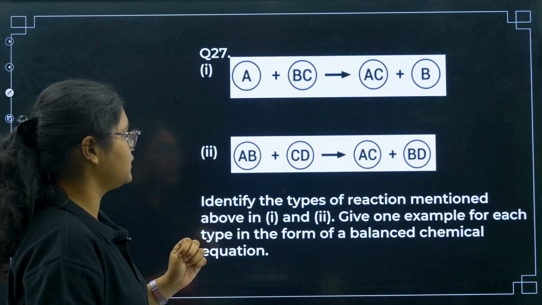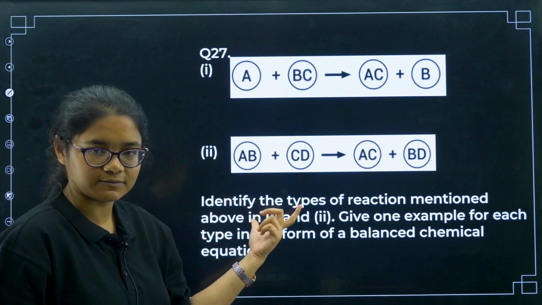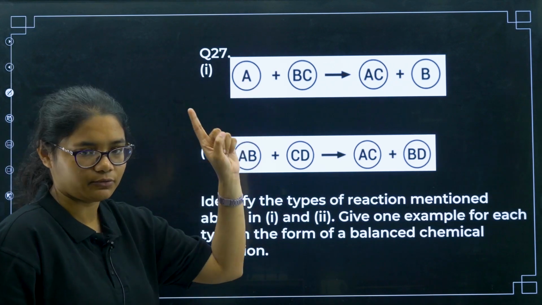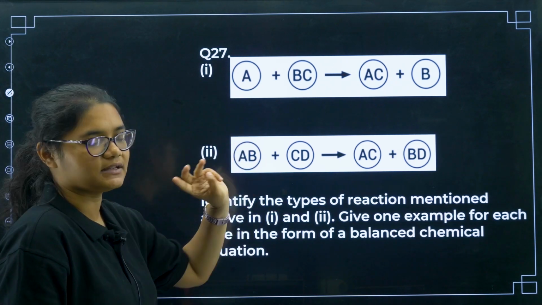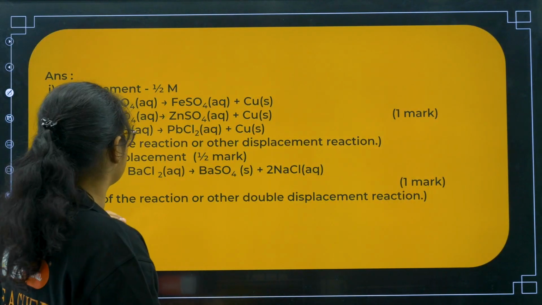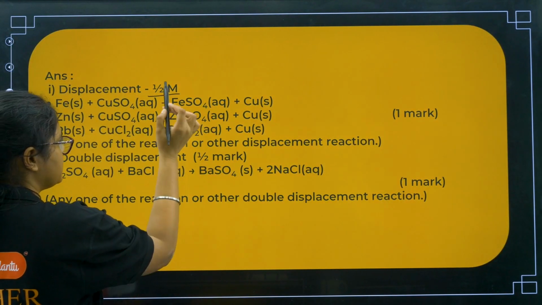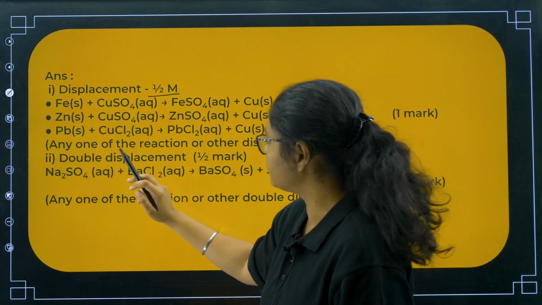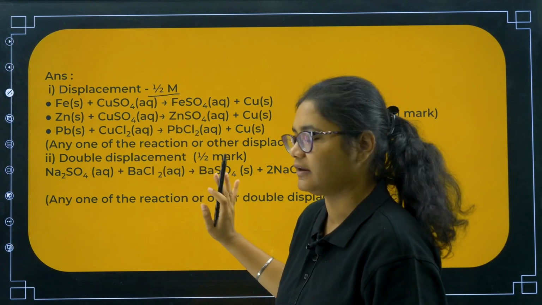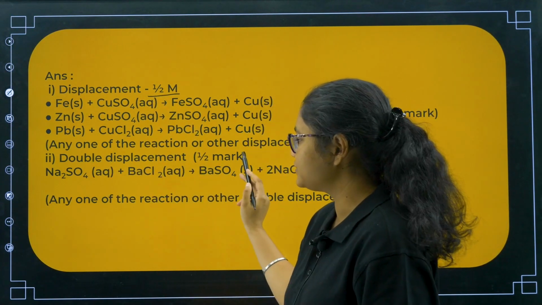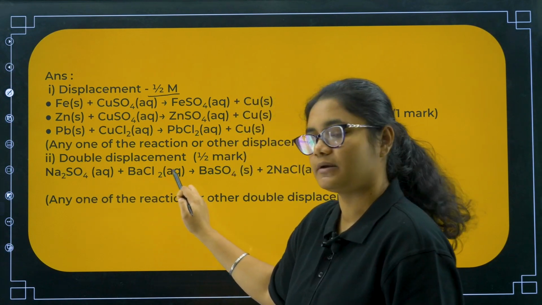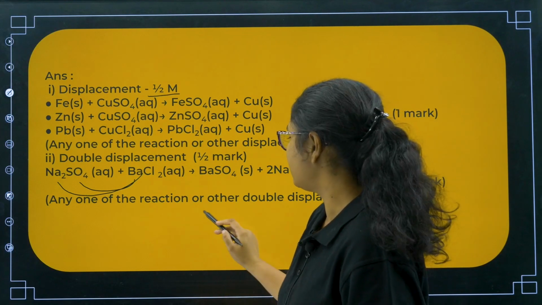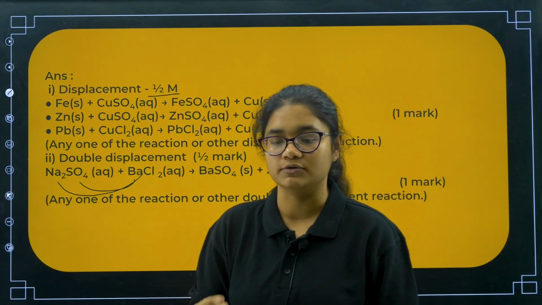So if you see, this is a displacement reaction, and this one is a double displacement reaction. You have to first name them. If you name them correctly, you will get half a mark and 1 mark. Then if you give one example for each, you will get 2 marks, so 3 marks in total. For the first one, if you write single displacement or displacement, you will get half a mark. Example: Fe plus CuSO4, Zn plus CuSO4, Pb plus CuCl2, any one of these reactions you can write. Next, the double displacement reaction carries 1 mark. Here is an example: sodium sulphate plus barium chloride will give you barium sulphate plus sodium chloride. Any one of these reactions or other double displacement reactions you can also write.